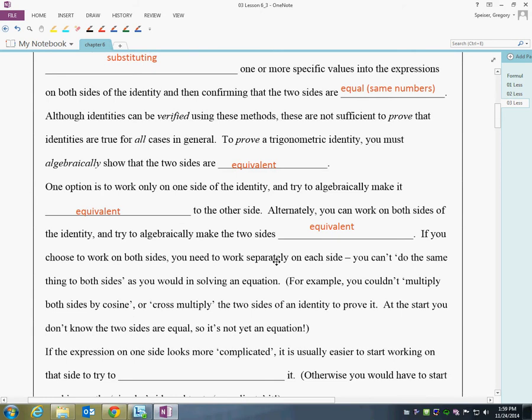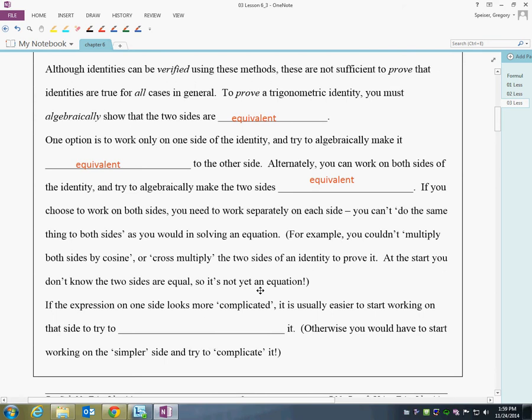If you choose to work on both sides, you need to work separately on each side. You can't, quote, do the same thing to both sides as you would in solving an equation. For example, you wouldn't multiply both sides by cosine or cross-multiply the 2 sides of an identity to prove it. At the start, you don't know the 2 sides are equal, so it's not yet an equation.